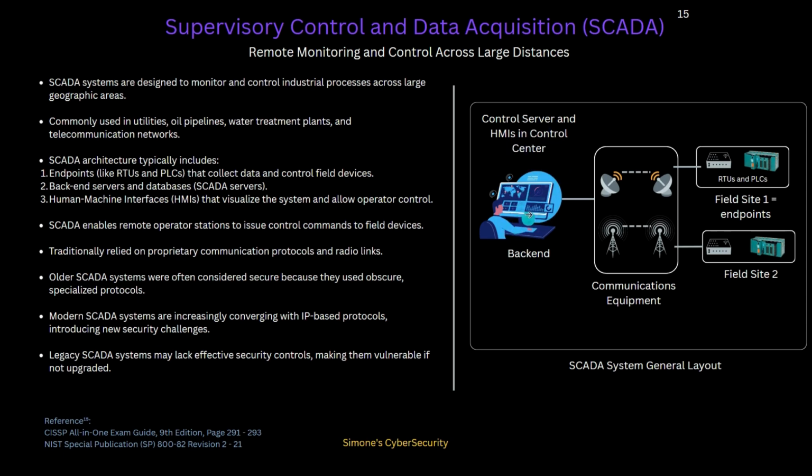So here I'm showing you both the HMI plus the backend server that is getting this data, and this communications equipment is making it possible for the data to be transmitted from the remote sites to the backend server and to the HMI. And the HMI will allow the operators to visualize processes and issue control commands to these field devices.